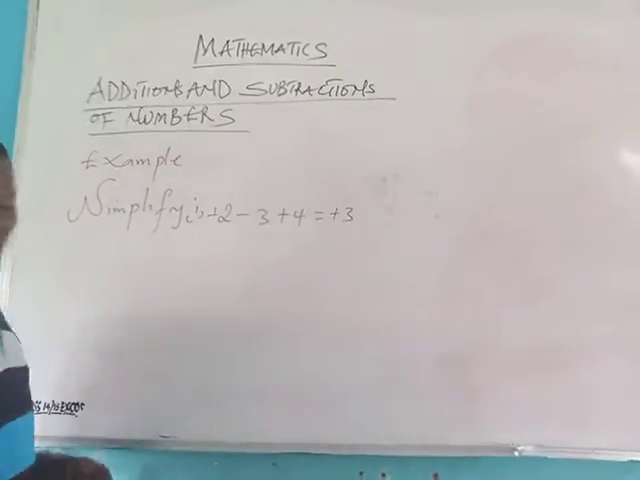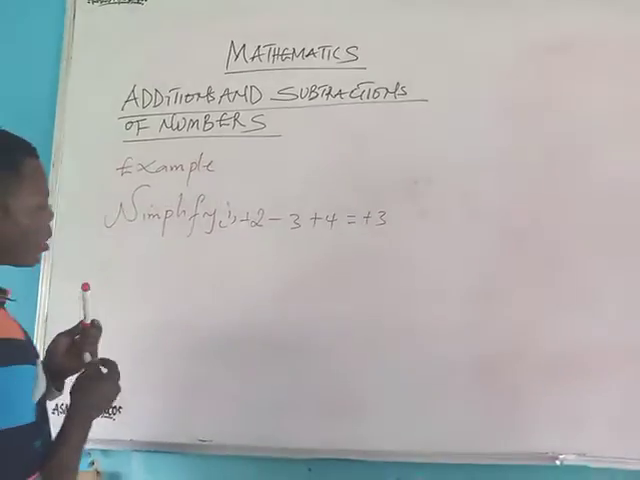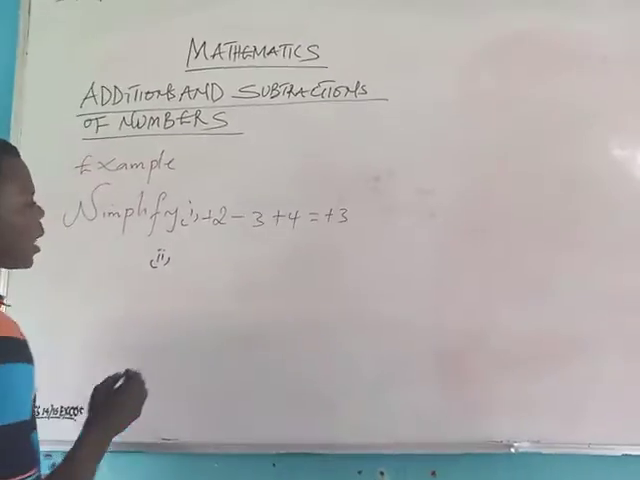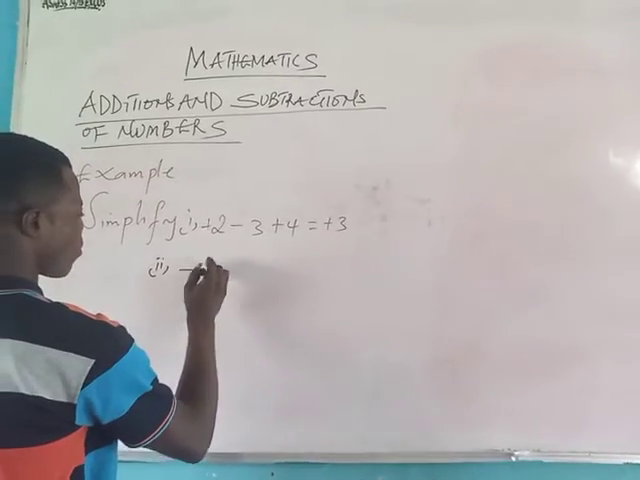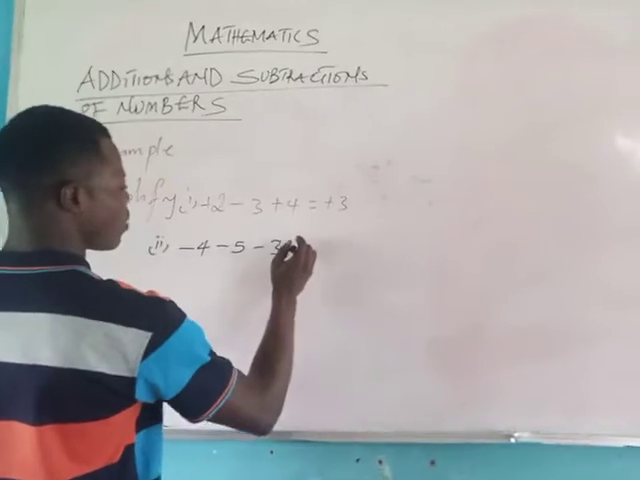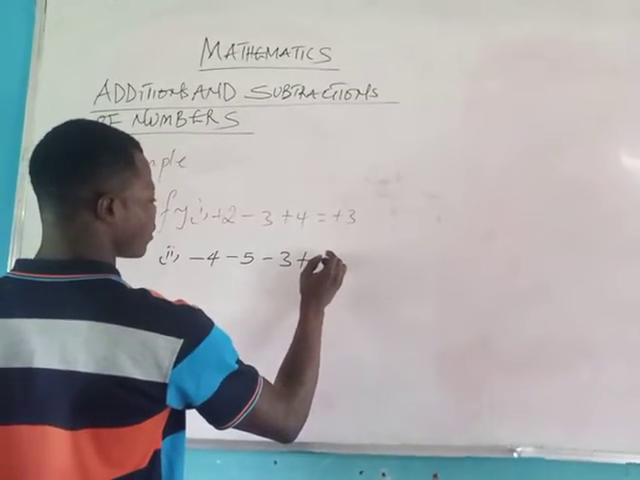And again, let's look at another one, which is number 2. Let's say you have minus 4 minus 5 minus 3 plus 9.